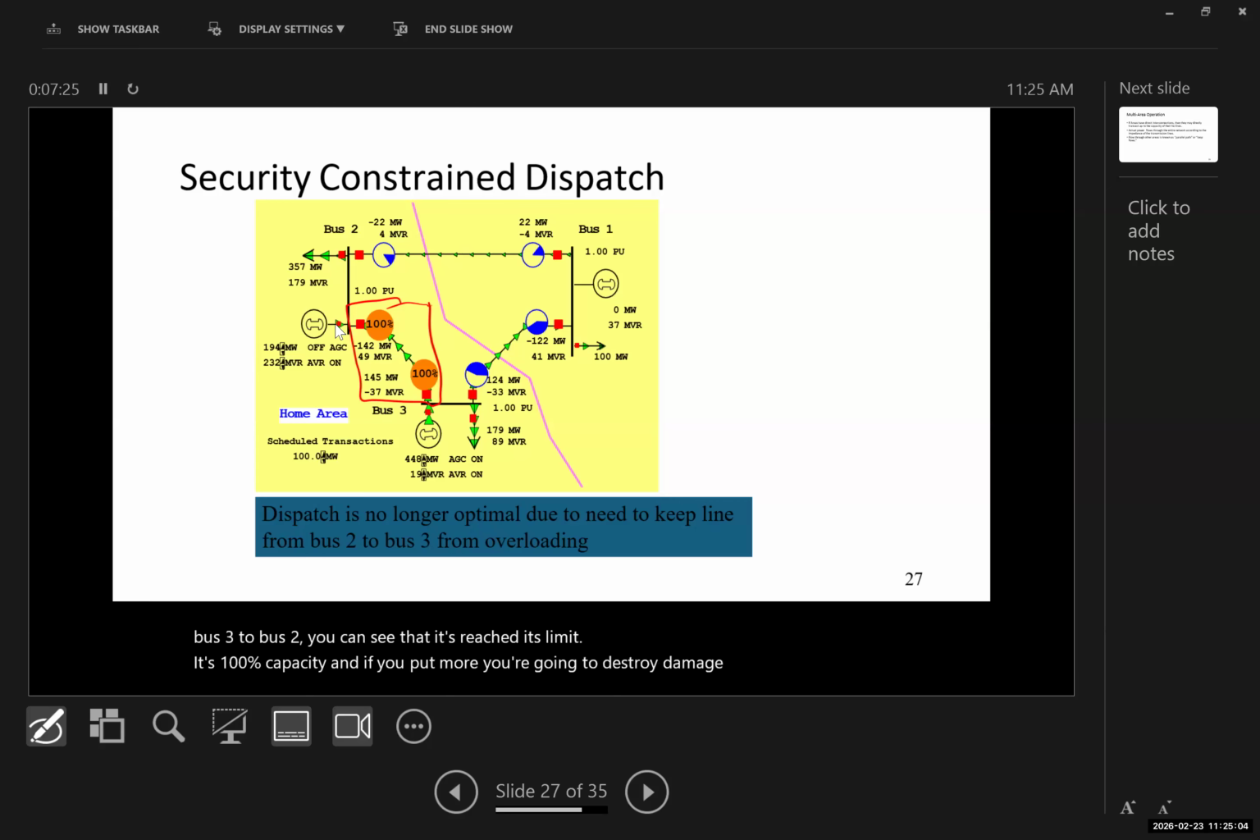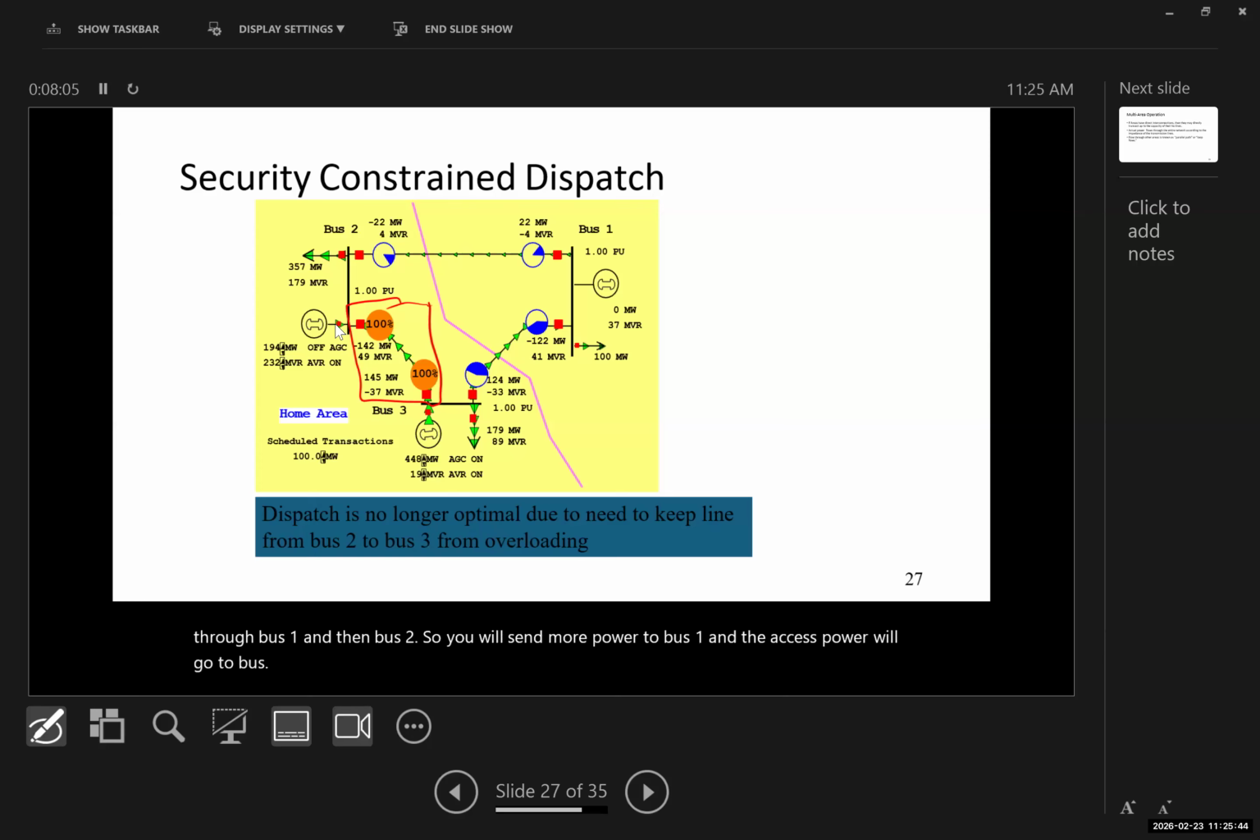What you're going to do is to dispatch power from somewhere else. Perfect. So here dispatch is no longer optimal due to the need to keep the line from bus 2 to bus 3 from overloading. Even 100% is too much. Optimal is to keep it around 80%, because 100% for 2-3 hours is going to damage the system. So what we want to do, instead of sending all the power through bus 3 to bus 2, is to route that power through bus 1 and then bus 2. So you will send more power to bus 1 and the excess power will go to bus 2.